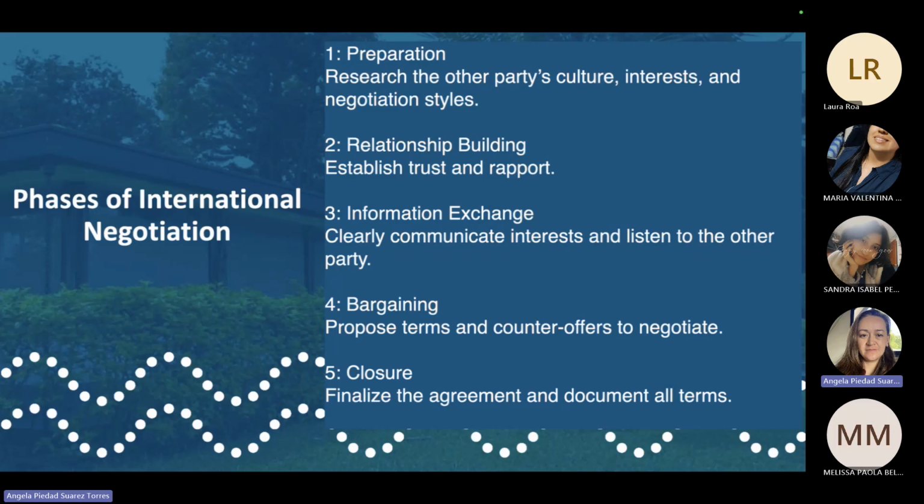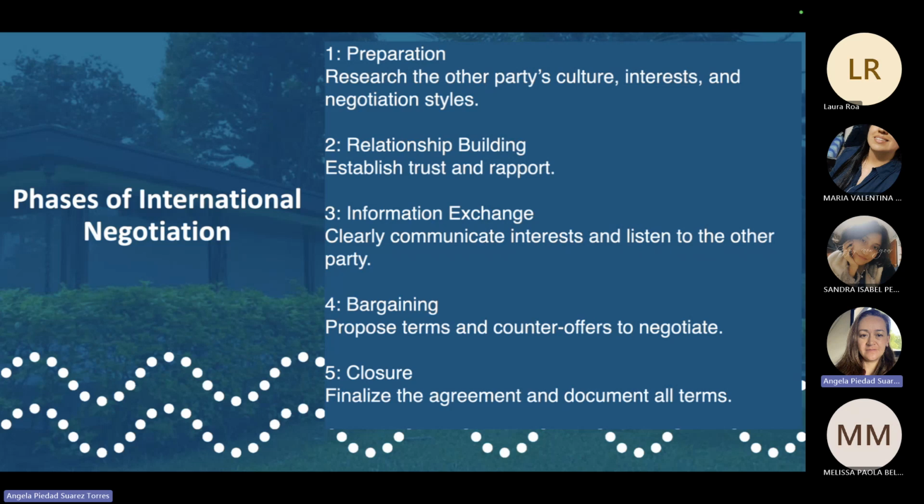And those are elements which are important in that culture. But in some other cultures, there is no need of this process. And those are the things that we need to get to know in the first step, which is the preparation. Then we go to the third phase, which is the information exchange, that is to clearly communicate the interests and listen to the other party.